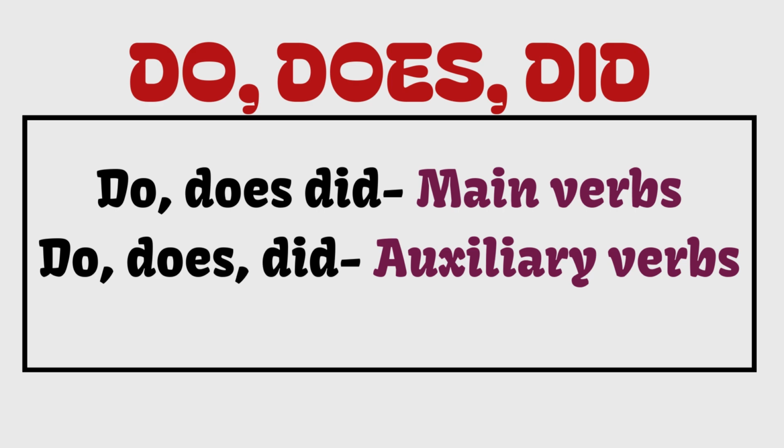Do, does, and did can function as the main verbs in a sentence. They can also function as auxiliary verbs, also known as helping verbs. This means that they can act as a secondary verb to the main verb.